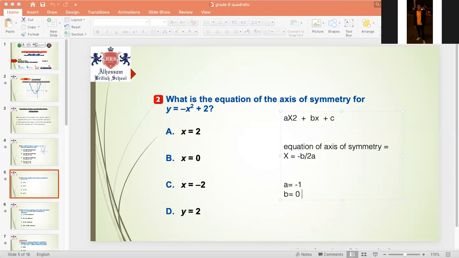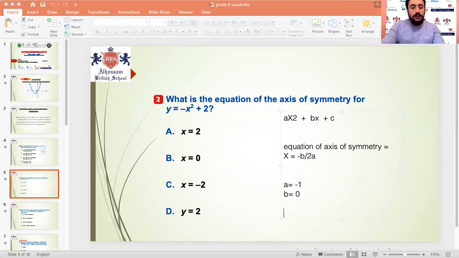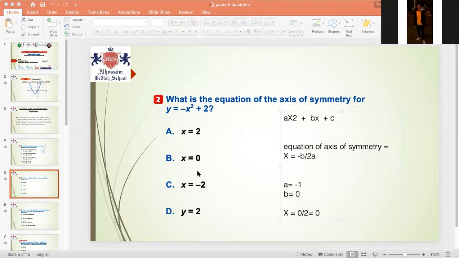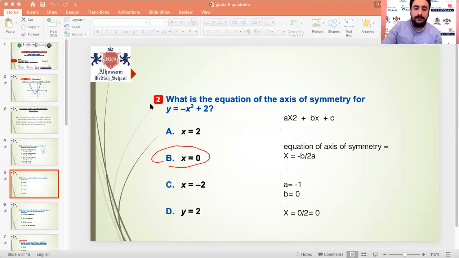Okay, so according to this one, if you are going to apply the rule, X equal negative B, which is 0, and 0 over anything, it's going to be what? It's going to be 0. That means X equal 0 is the axis of symmetry. Okay, Mazen, do you get this?